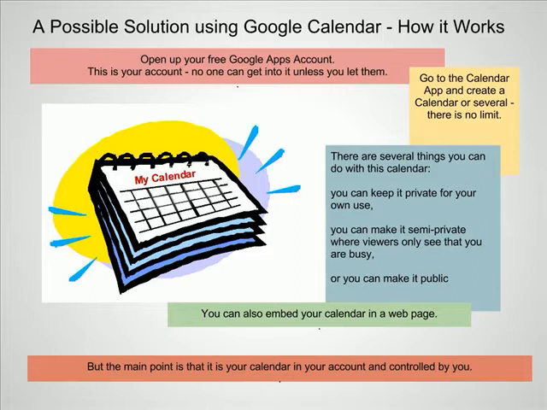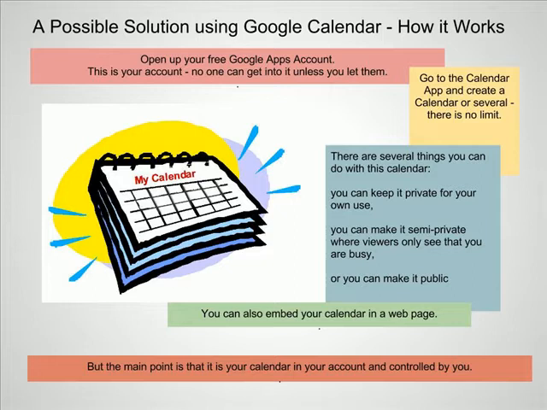You can also make it semi-private where viewers can only see that you are busy. If you're an organization or you work for an organization and want to have your timetable up online so people kind of get an idea that you're available maybe Monday or Tuesday, that's an appropriate way to use that, where you don't really want to have them know exactly where you're at, okay? Or you can make it totally public, where you have a calendar up there that everyone can see what you're doing and where you're at.